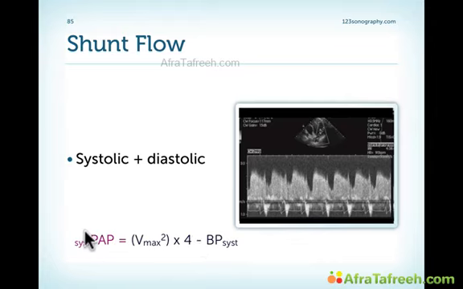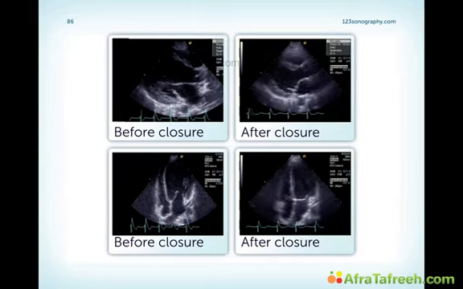Again, this is not entirely accurate, but it gives at least some impression whether there is a normal or moderately or severely elevated pulmonary artery pressure.